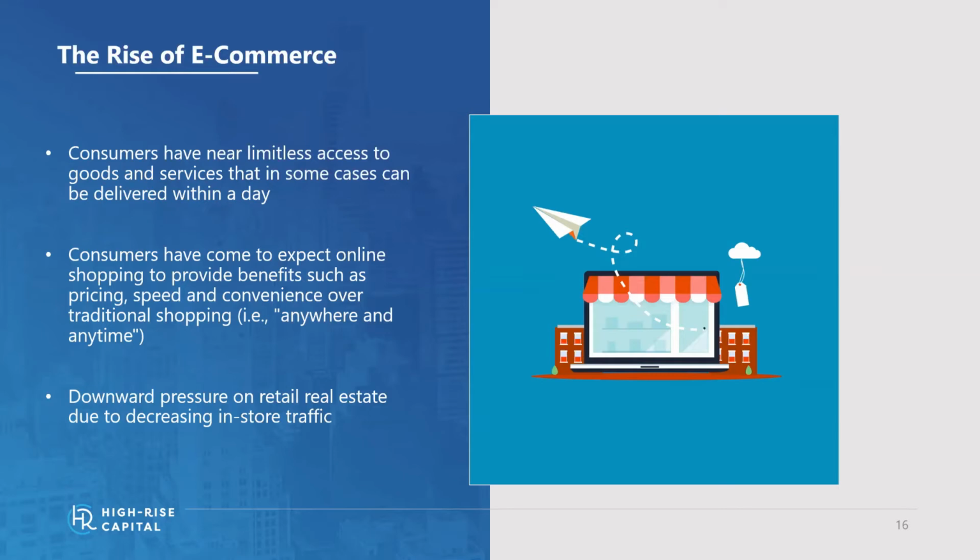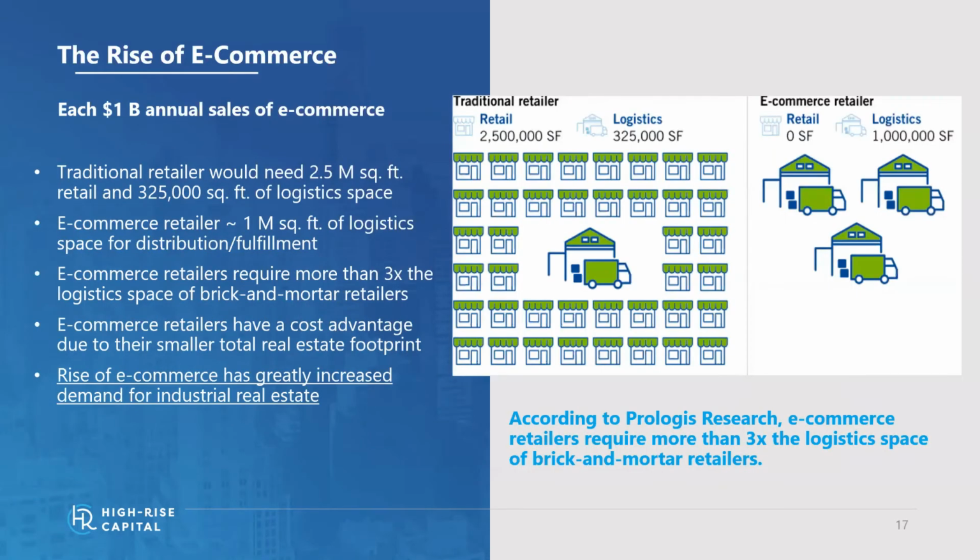So as part of the rise of e-commerce, consumers have near limitless access to goods and services that in some cases can be delivered within a day. Consumers have come to expect online shopping to provide benefits such as reduced pricing, increased speed, and also convenience over traditional shopping. A lot of times this is referred to as the anywhere and anytime. I can get whatever I want, whenever I want it, or at least order it, I should say. And so this has caused downward pressure on retail real estate due to the decreasing amount of in-store traffic that is now taking place.